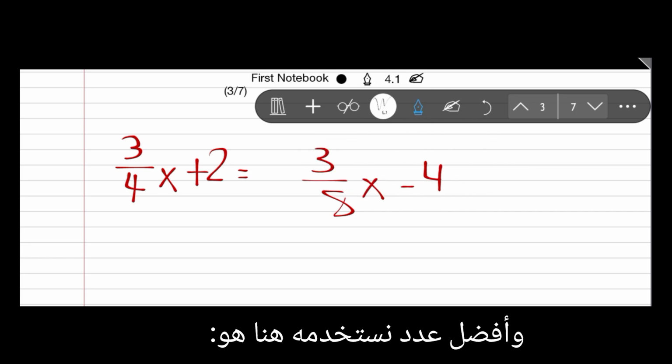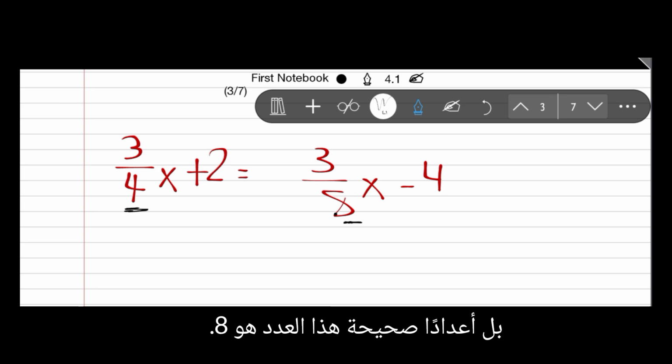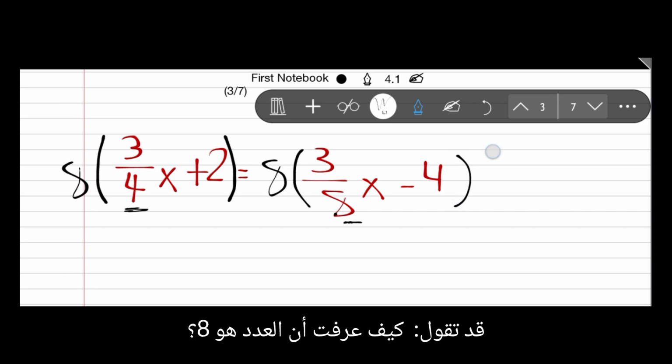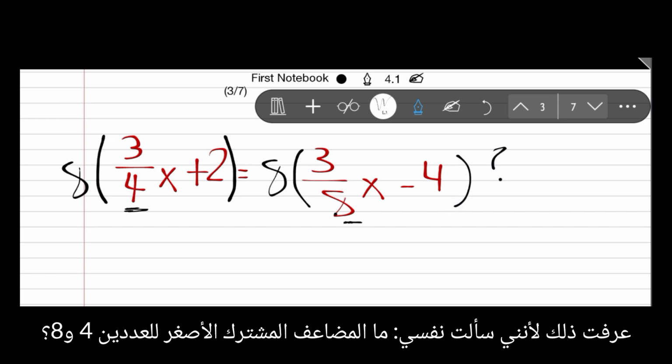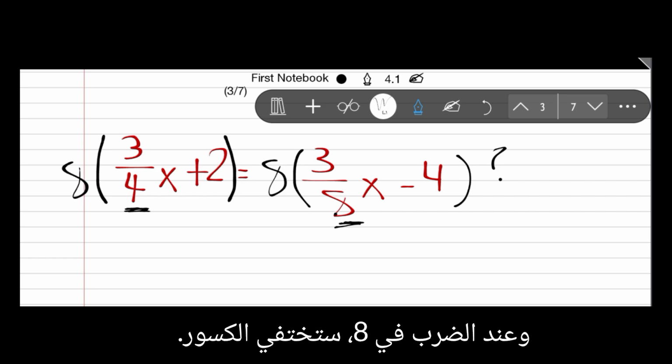And the best number to do it by, what is the smallest number that, if I multiply both of these fractions by it, they won't be fractions anymore? They'll be whole numbers. That smallest number is going to be 8. I'm going to multiply 8 times both sides of this equation. You say, hey, how did you get 8? I got 8 because I asked, what's the least common multiple of 4 and 8? The smallest number that is divisible by 4 and 8 is 8. So when you multiply by 8, it's going to get rid of the fractions.